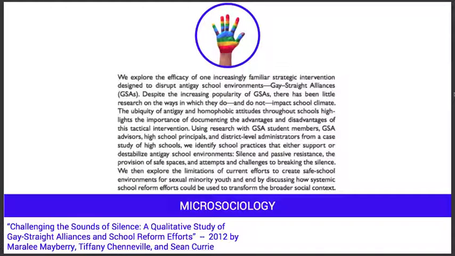On the other hand, there's the micro-sociological perspective. The textbook defines this as the analysis of social life that focuses on social interaction, typically used by symbolic interactionists. So whereas the research article in the last example looked at large national and state level variables, this one's going to be a much smaller study. It's called Challenging the Sounds of Silence, a qualitative study of gay straight alliances and school reform efforts. In this one, they're looking at high school gay straight alliance clubs, and this one says using research with GSA student members, GSA advisors, high school principals, and district-level administrators from a case study of high schools.